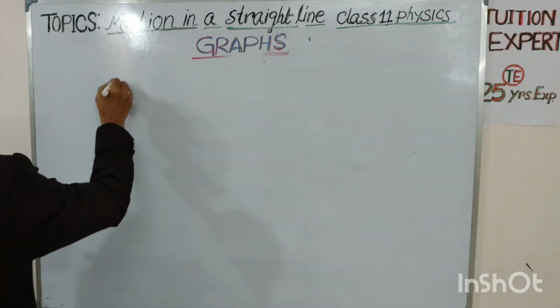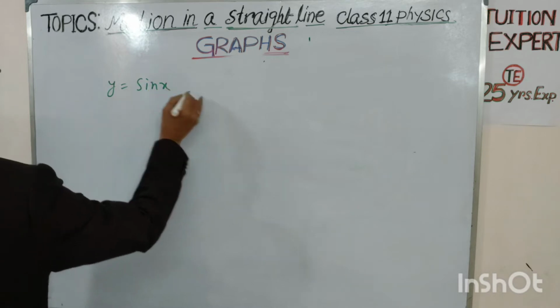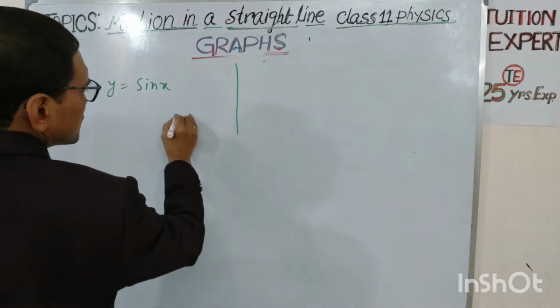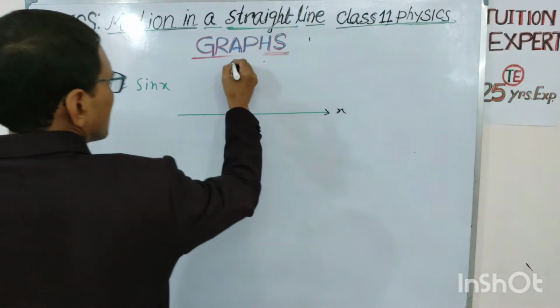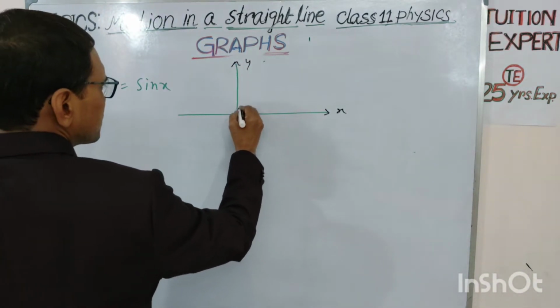y equal to sin x, the sin x graph you have to know. This is the x-axis, this is the y-axis, and the sin graph will be this.